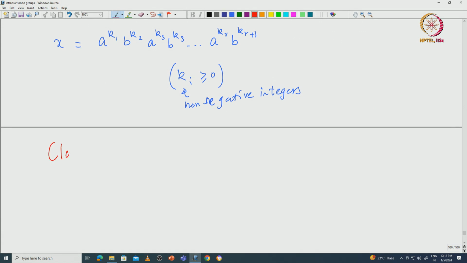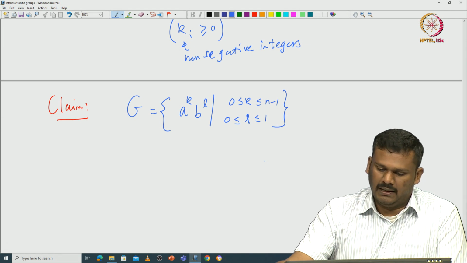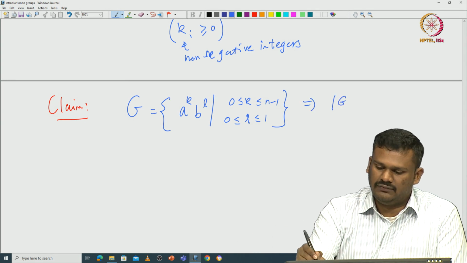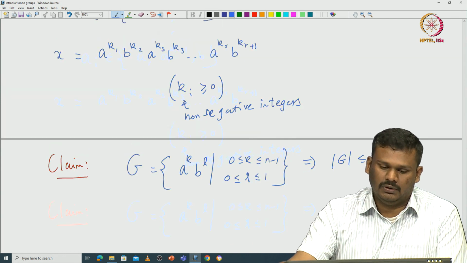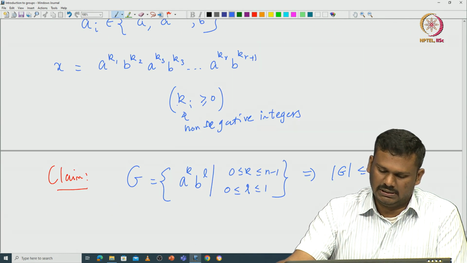The claim is that the group is given by a power k b power l, where 0 is less than or equal to k less than or equal to n minus 1 and 0 less than or equal to l less than or equal to 1. Now we may not know whether a power k b power l could be equal to some other tuple a power k dash b power l dash. So it can potentially have fewer elements, but from this claim it is immediate that the cardinality of G is at most 2n. That is all we wanted. That is the claim we are making, and it is clear from this claim.